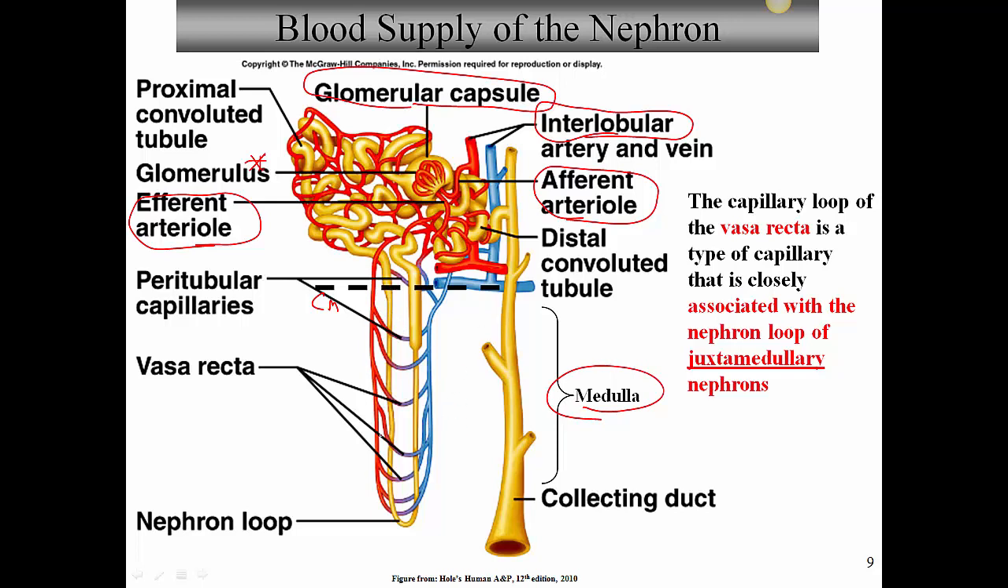And when we have long straight loops that parallel juxtamedullary nephron loops, we refer to these as vasa recta. Literally in Latin this means straight vessels. So these are very long loops of capillaries that go down and parallel the nephron loops in juxtamedullary nephrons, and we give those a special name, vasa recta. For the most part, the other blood vessels that surround the tubes are just known as peritubular capillaries.